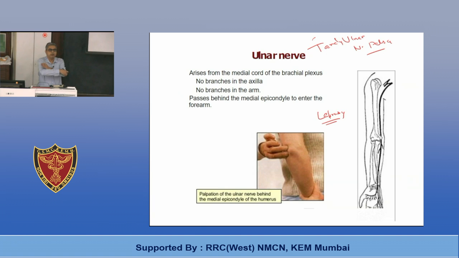The ulnar nerve can be felt behind the medial epicondyle. Sometimes with compression of the ulnar nerve there, you feel a tingling sensation along the distribution of the ulnar nerve. So this is the place where the ulnar nerve is commonly injured.